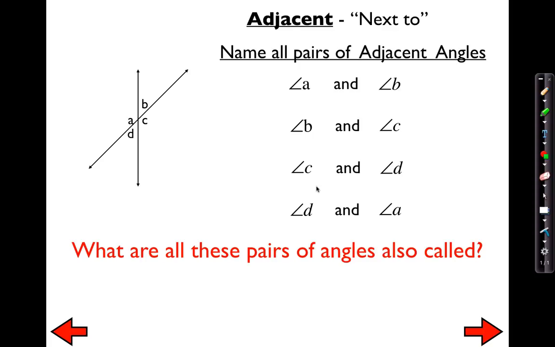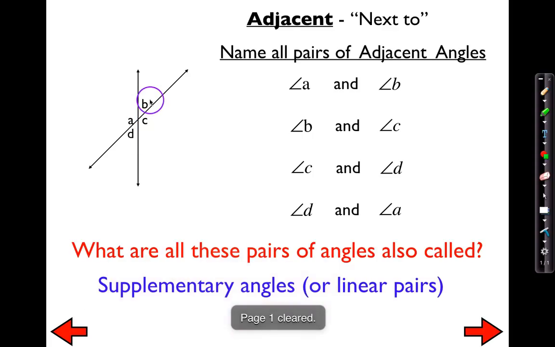So what are all these pairs of angles also called? Well, let's see. A and B. If I were to highlight these angles, A as well as B, I hope that you notice that both of these combined will create 180 degrees, which is supplementary. Let's take a look at the next one. How about B as well as C? Again, combined, they make a straight line. They are supplementary. So the answer is they are supplementary angles, or specifically linear pairs. Why can I call them linear pairs? Because they are adjacent to one another. They're right next to each other.